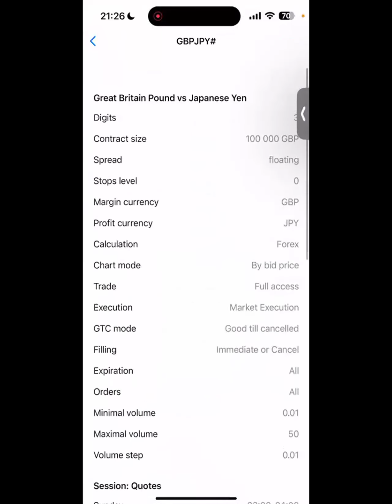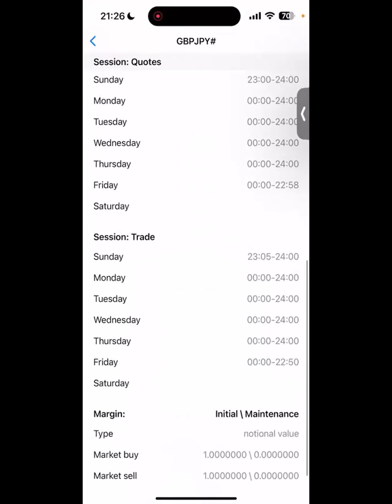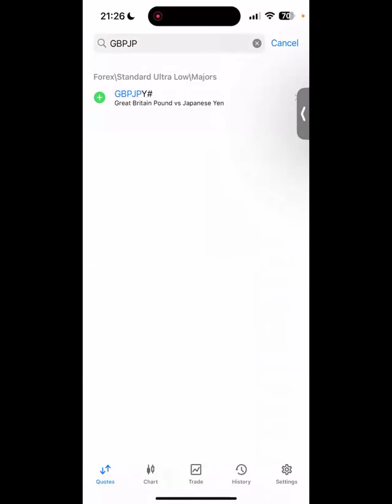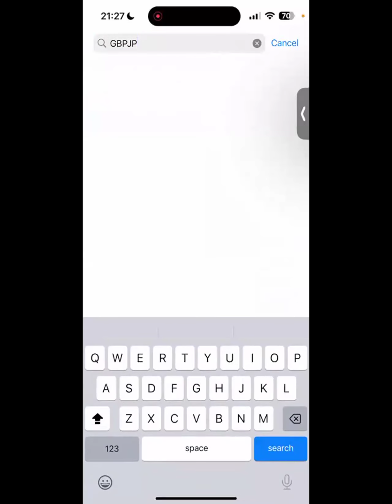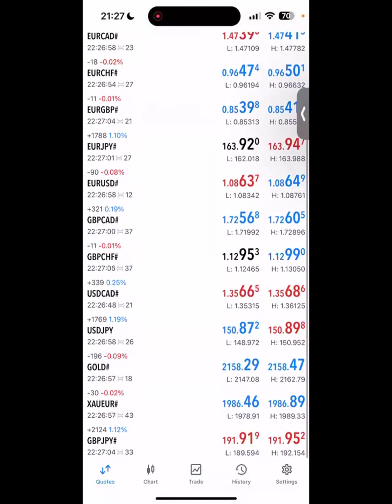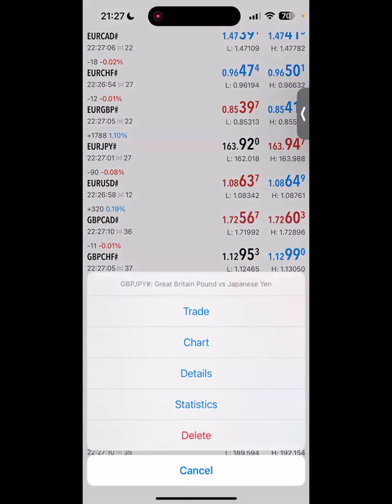So have you added it? Click this icon. Click the plus. So go back to your quote. Scroll down. Okay. Yes, here. So click on it. Click trade.